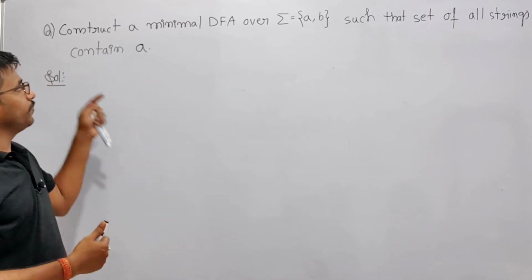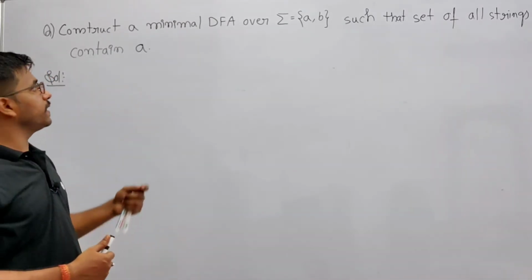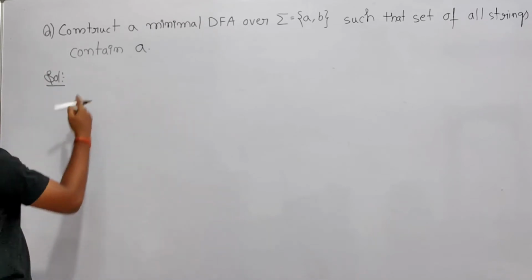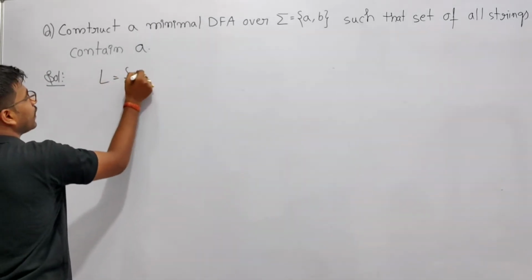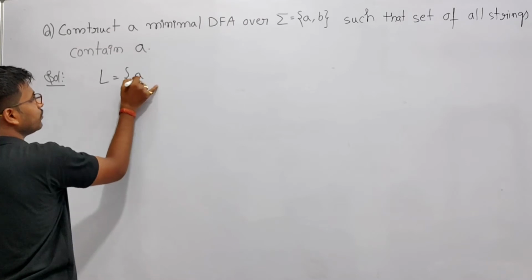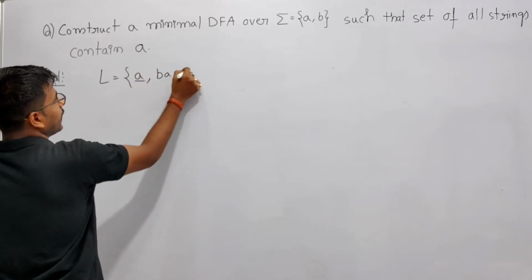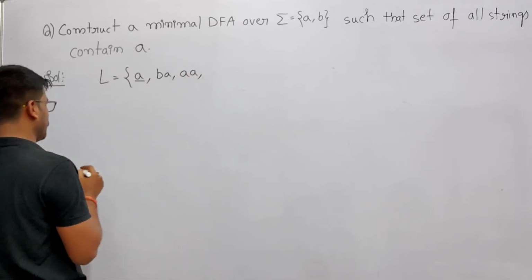Now construct a minimal DFA over A comma B such that the set of all strings contain A. Now this string will contain A, so whether it is starting with A or B, it's not our concern, it should contain A, okay, like A, B, A. So it is having A, then fine, accept it.